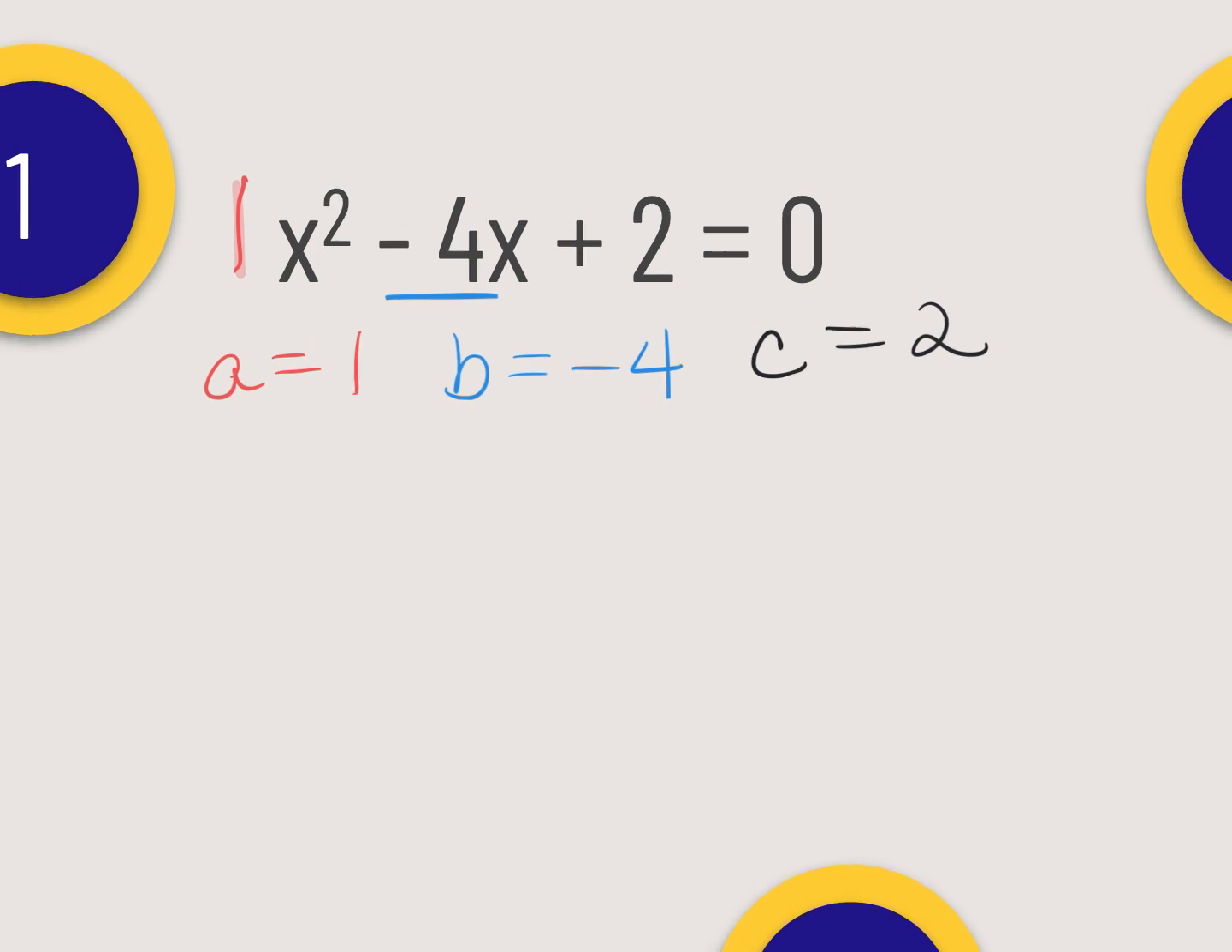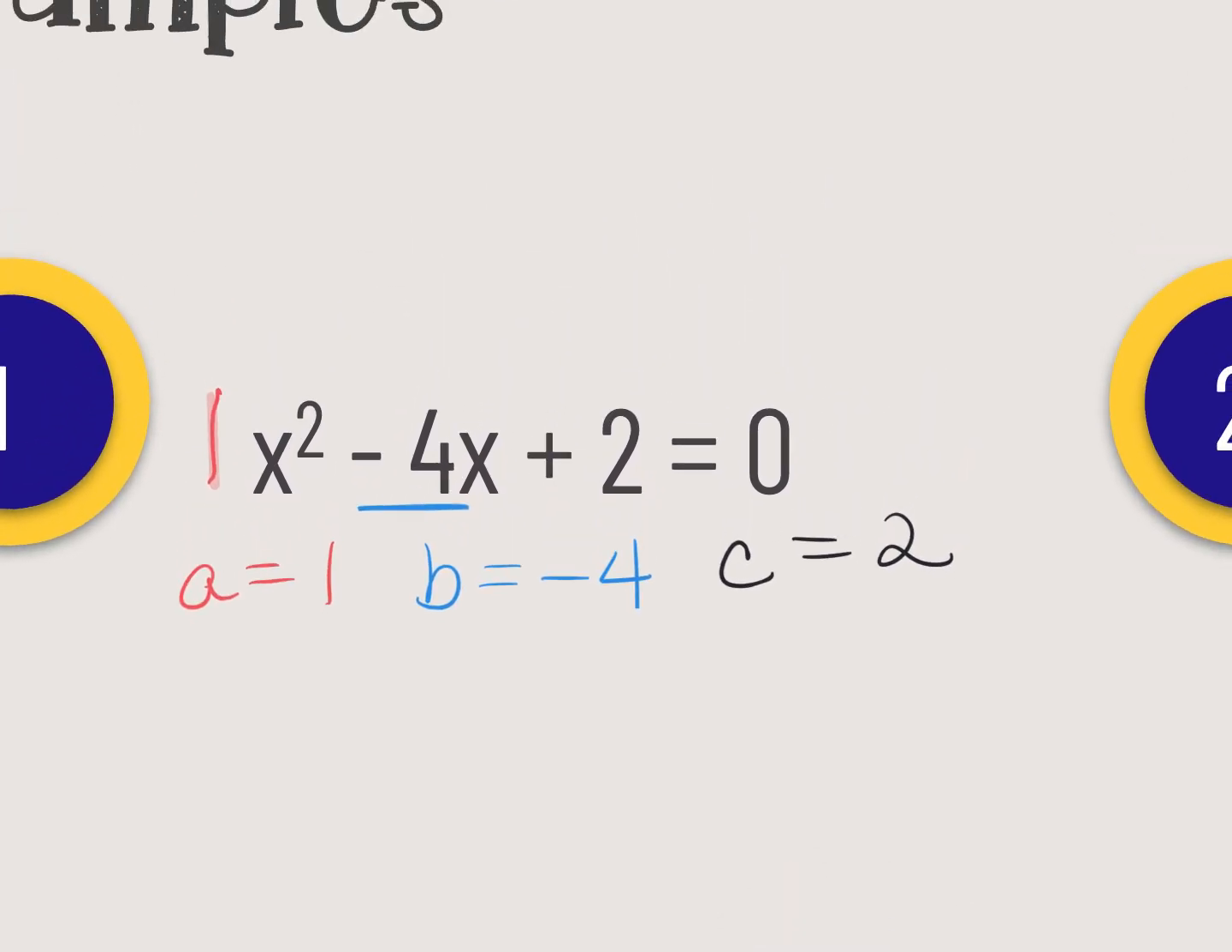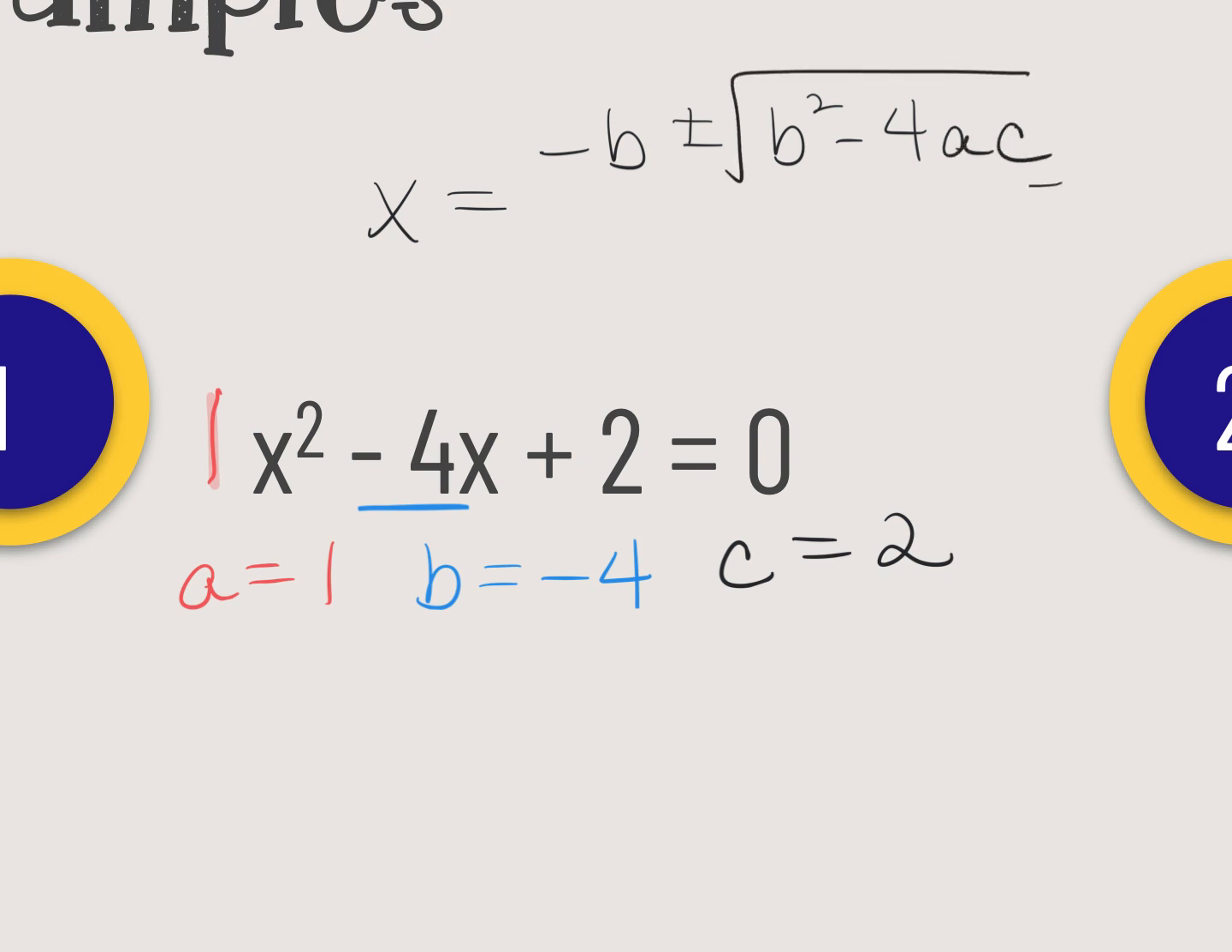So now I'm going to write the formula up above. It's x equals the opposite of B, or negative B, plus or minus the square root of B squared minus 4 times A times C, and then it's all divided by 2 times A.